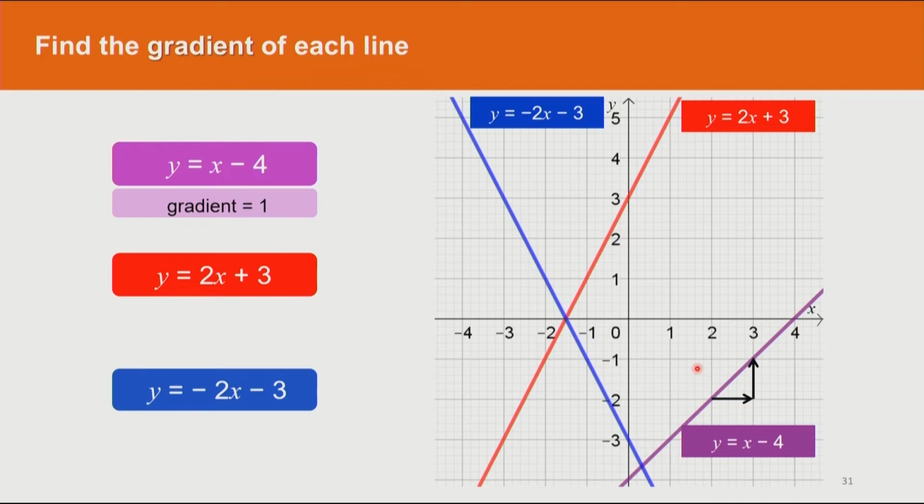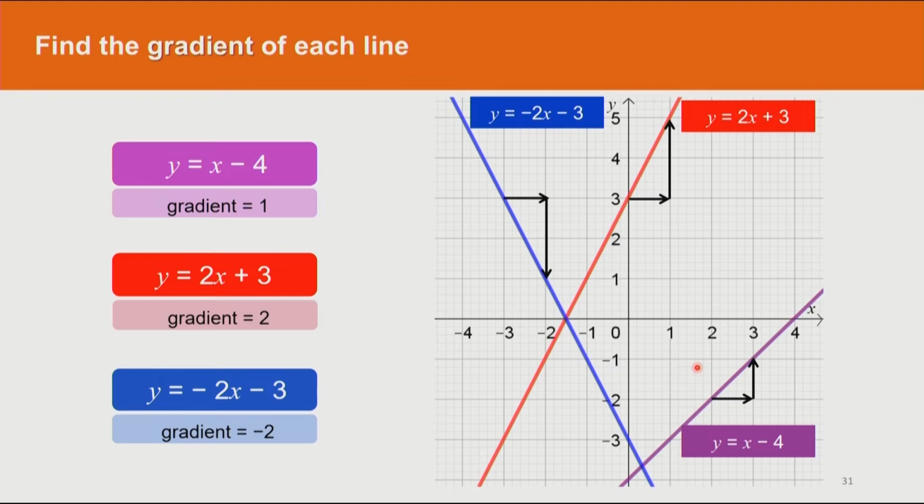The next one is the equation of y equals 2x plus 3. So change in y is 2, change in x is 1. So here we still expect our gradient to be 2. 2 divided by 1 is 2. Then lastly, for y equals negative 2x minus 3, we have that change in y is 2, change in x is 1. But since it slopes downwards, the answer must be negative.